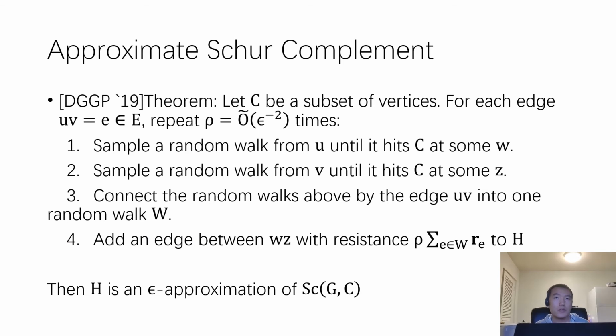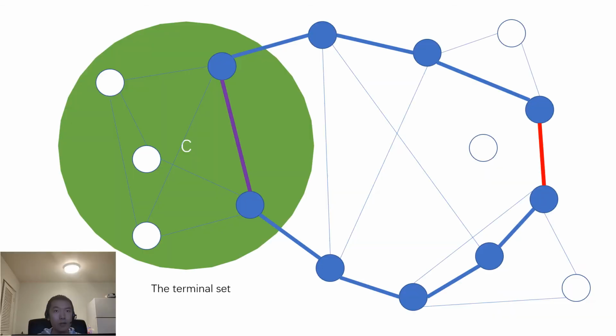The formula can be turned into a procedure that computes an approximate Schur complement. So for every edge, we sample two random walks from both of its endpoints until they hit the terminal vertex set C, and we connect these two random walks by the original edge into a longer walk, and we add this longer walk into the resulting graph H. And at the end, H will be an epsilon approximation of the Schur complement. That means the edge energies are preserved up to 1 plus or minus epsilon.